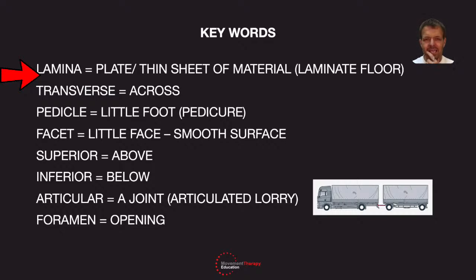And I'll go over that again as we see the images again. Lamina is a plate or a thin sheet of material. So if you think about a laminate floor, we've got these thin sheets of material. That's basically what we've got at the back curve of the vertebra. We covered this last week, where the lamina is. And there are basically sheets or layers of bone. So that's where that comes from.